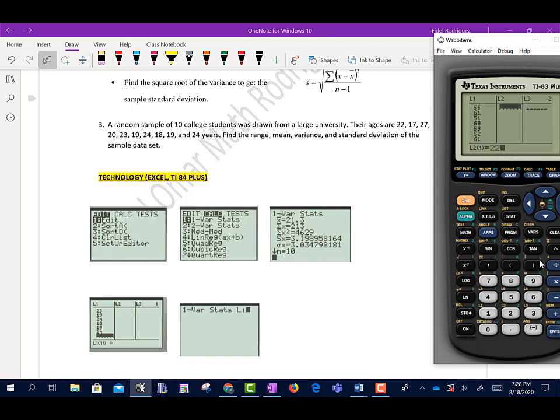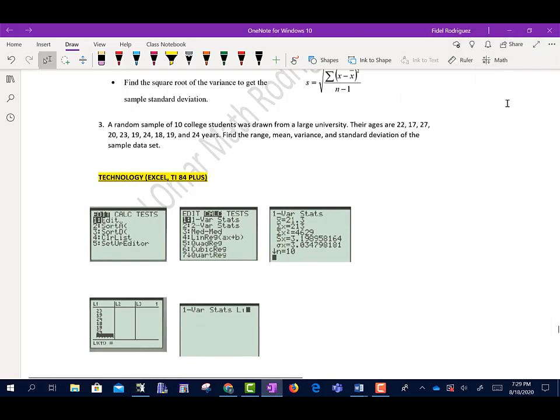We have 22. Okay. We have 17. We got 27. We have 20. Okay. We got 23. We have 19. Yeah, 19 is the next one. Let's see, 24, 18, 19, and 24. Okay, so the first thing it wants us to do, it wants us to find the range, okay?